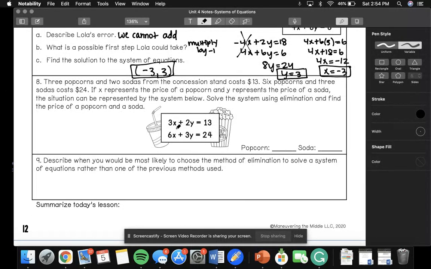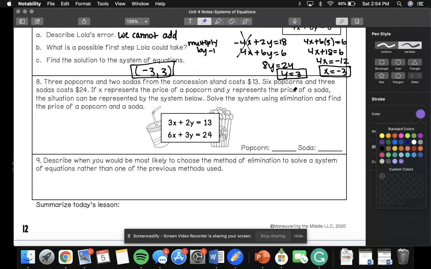Okay. 3 popcorns and 2 sodas from the concession stand are sold for $13. 6 popcorns and 3 sodas cost $24. If X represents the cost of popcorn and Y represents the price of soda, the situation can be represented by the system below. Solve the system using elimination to find the price of popcorn and the price of a soda.